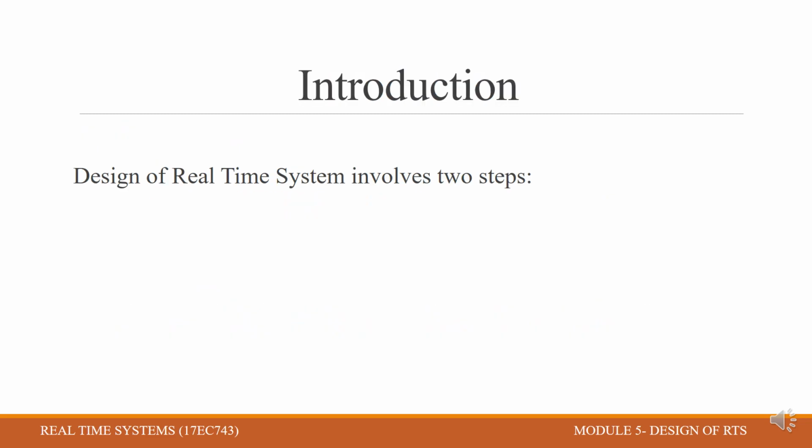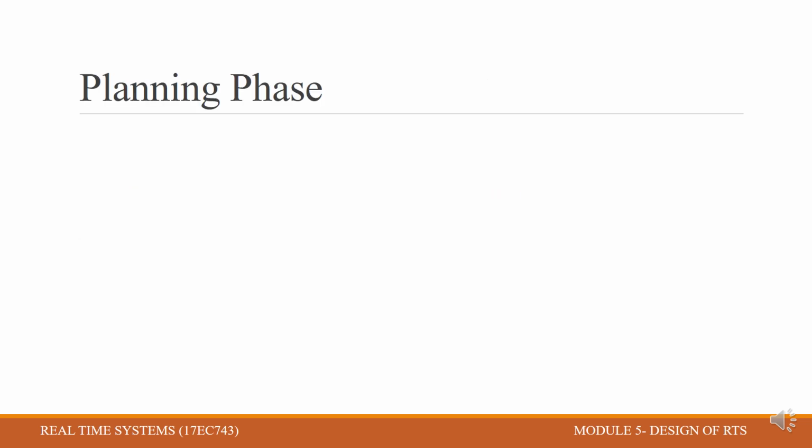The approach to design a real-time computer system, which can be any computer-based system or indeed any engineering system, is basically divided into two steps. The first step is the planning phase and the second step is the development phase. We need to understand what the planning phase and development phase are in order to design any real-time computer system. The planning phase basically involves laying out a plan of resources.